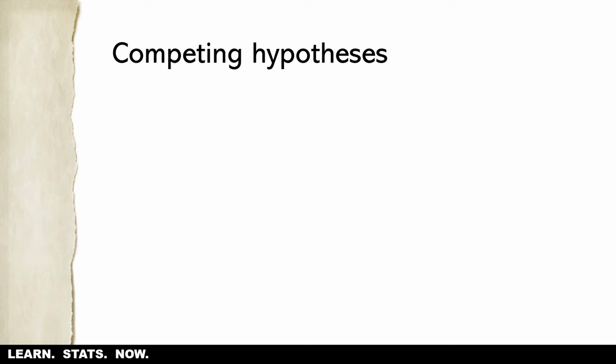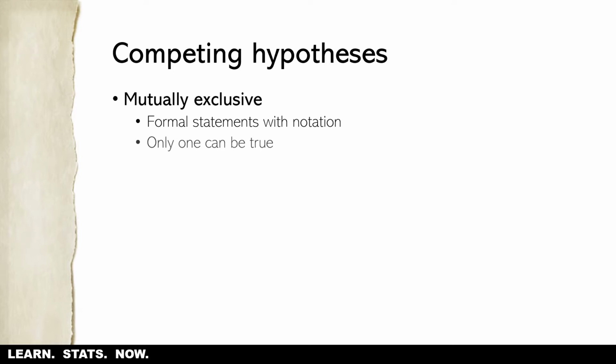Okay, so the important thing to know about the null hypothesis and the alternative hypothesis is that they are competing hypotheses that are mutually exclusive. So they're formal statements made with notation, and we'll get into that in just a moment. Only one of them can be true. And so let's start with the null hypothesis. Typically that's notated in textbooks as H sub 0.